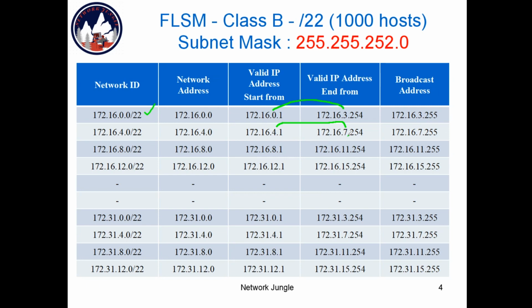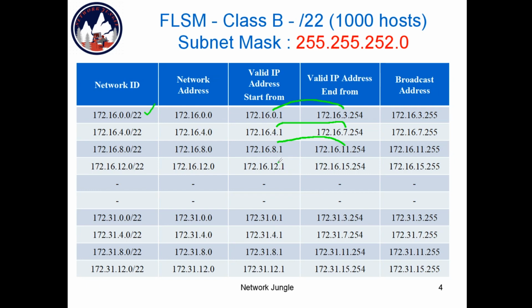Next, after 7.254, the next segment is 8.0. So from 8.0, we can choose the next successive 4: 8.0, 9.0, 10.0, 11.0. So 11.254 is the final usable IP, and 11.255 is the broadcast IP.